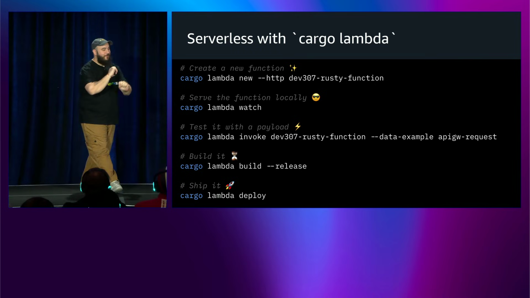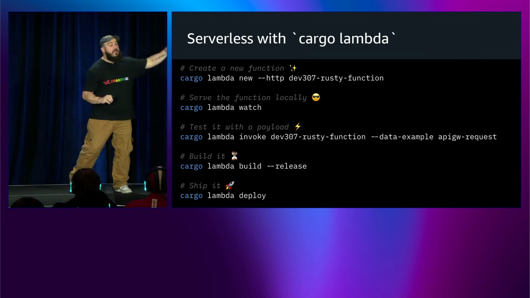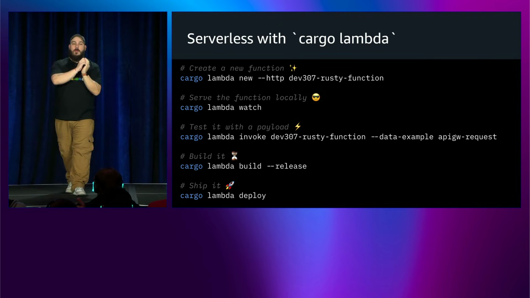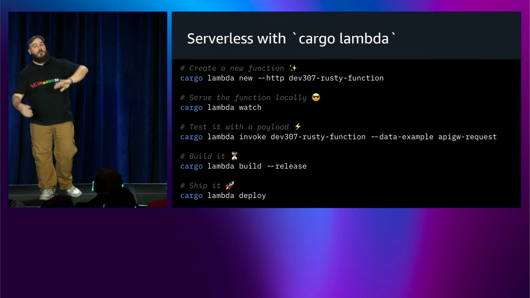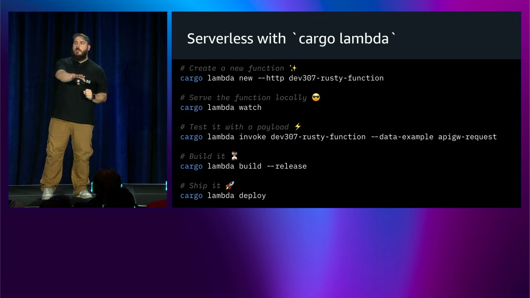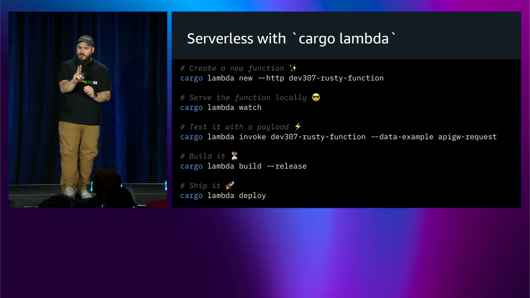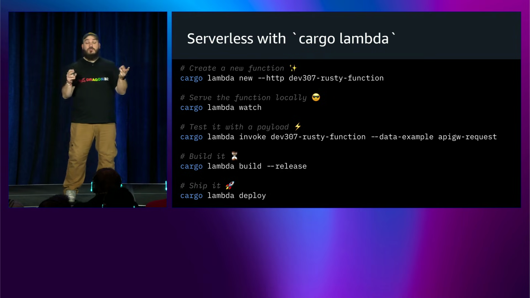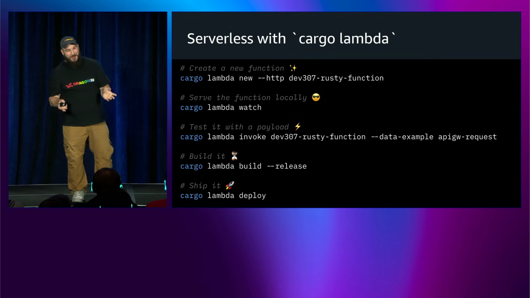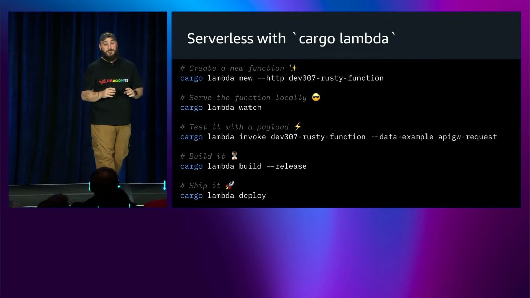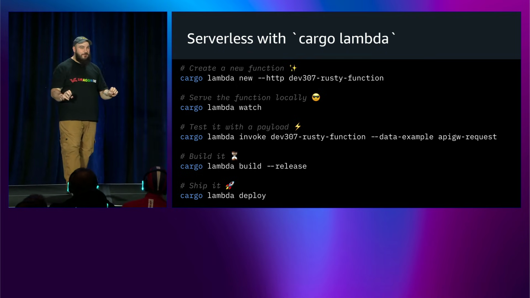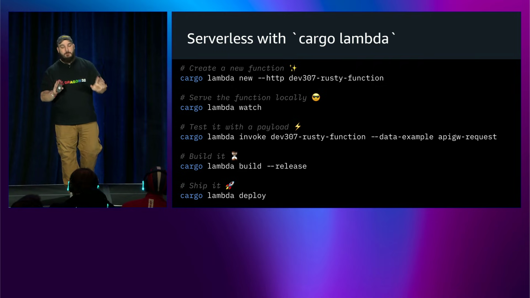Cargo Lambda is a wonderful community project made by David. Yes, David. I forgot the gentleman's name. I'm sorry, David. David built a tool that helps you deploy and manage and run and orchestrate Lambda functions built in Rust. Actually, just recently, I think it was last week or two weeks ago, the Rust support for Lambda went GA. However, I've been writing Rust Lambda functions for a couple of years now, so even though it wasn't generally available, it was still incredibly powerful.